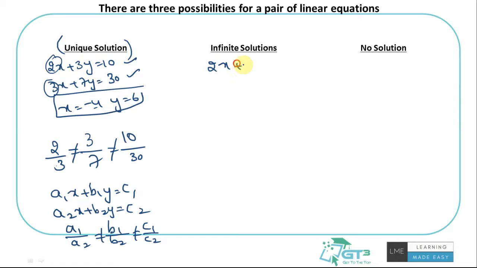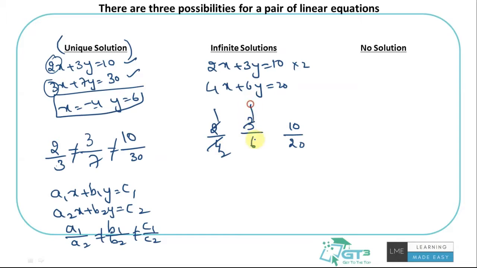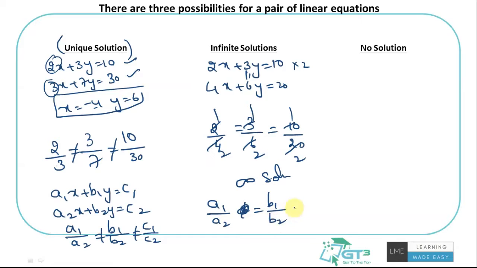You see this example which I was giving earlier, 2x plus 3y equals 10, 4x plus 6y equals 20. This is basically the first equation multiplied by 2. So see the ratio of the coefficients, 2 by 4, 3 by 6 and 10 by 20. All of them are 1 by 2, 1 by 2 and 1 by 2. All of them are equal. That's the case when I'll have infinite solutions, because it's the same equation. I have only one equation which is being shown twice. So when a1 by a2 equals b1 by b2 equals c1 by c2, then I'll have infinite solutions. When would I see no solution?